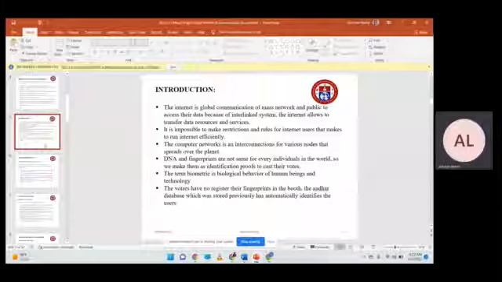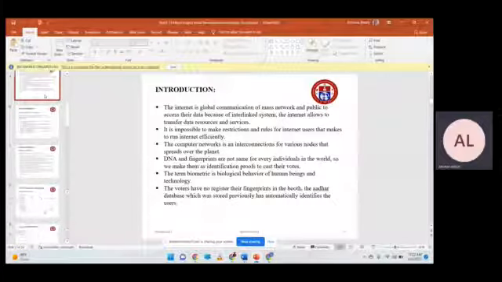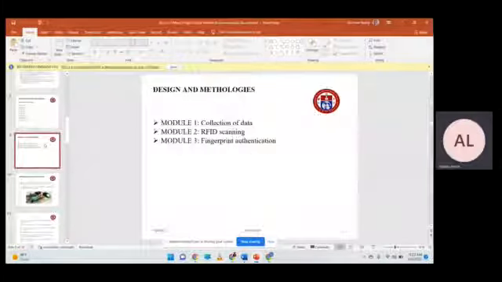So we make them identification proofs to cast their votes. The voter does not need to register fingerprints in the booth. The Aadhar database, which was stored previously, automatically identifies the user. So coming to the modules: collection of data, RFID scanning and fingerprint authentication.